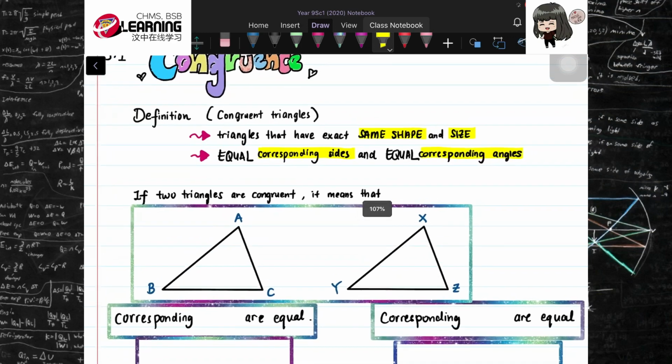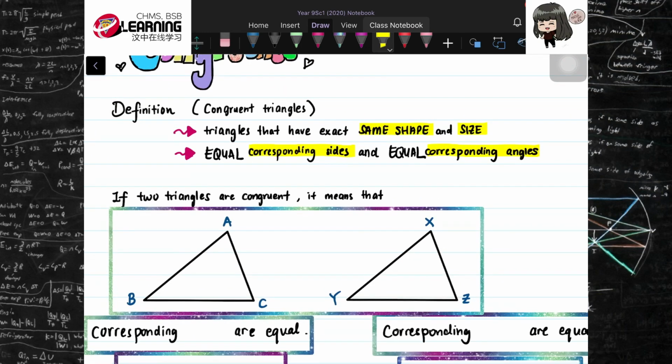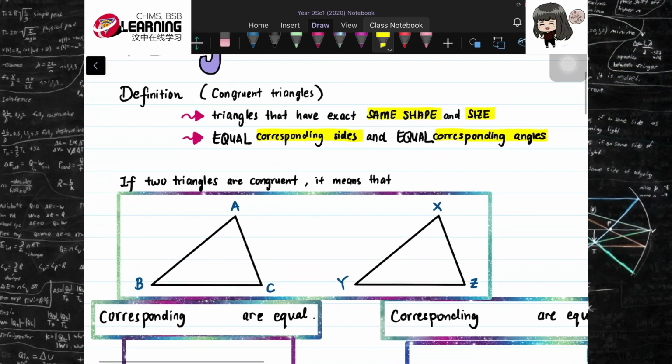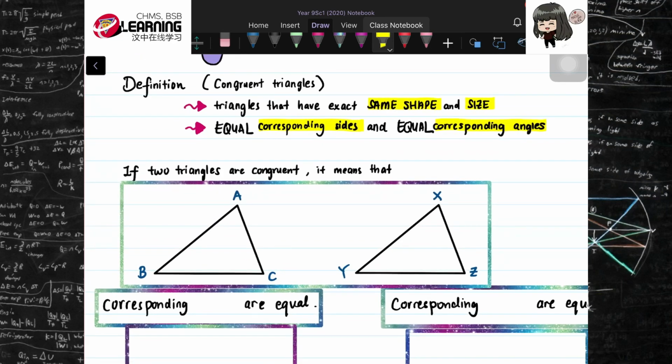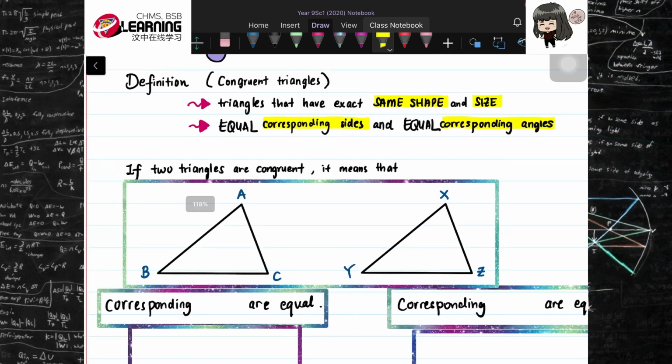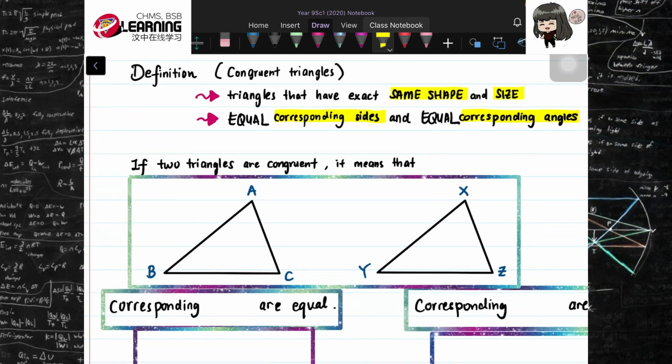Corresponding as in both of the triangles have equal sides and equal angles. I will explain to you in a detailed way later. But in fact, if we say that they are congruent, we could pick up, for example, this triangle ABC, and fit it exactly over the triangle XYZ. It's like we can pick ABC and put it on XYZ.